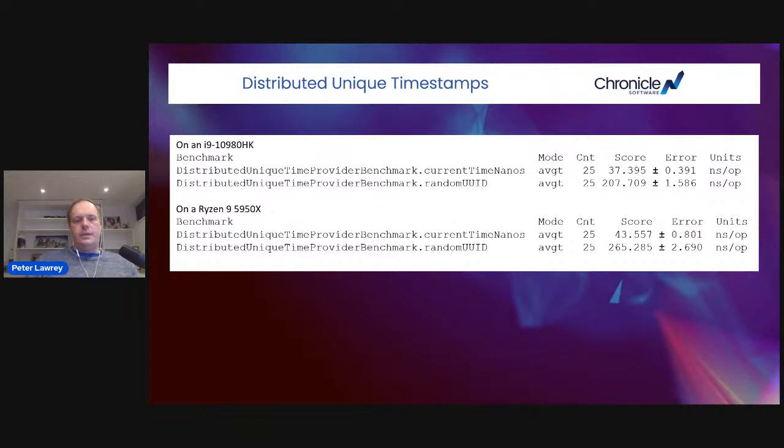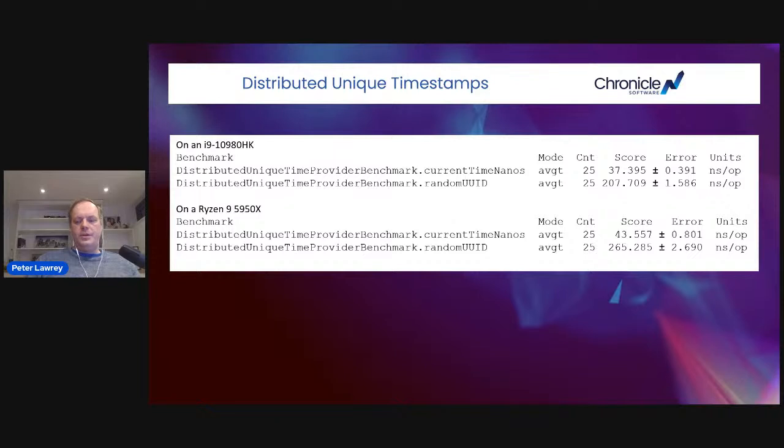So this unique timestamp ID is very efficient. On the newest hardware, it's around 40 nanoseconds. So it's pretty light, and it's one of the fastest ways to generate any kind of ID.